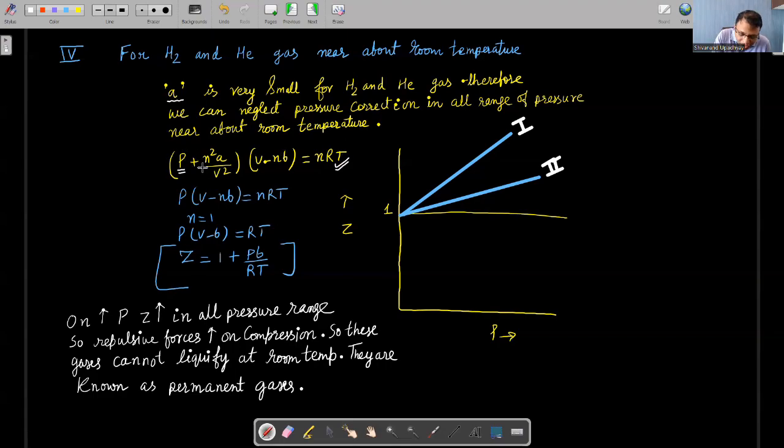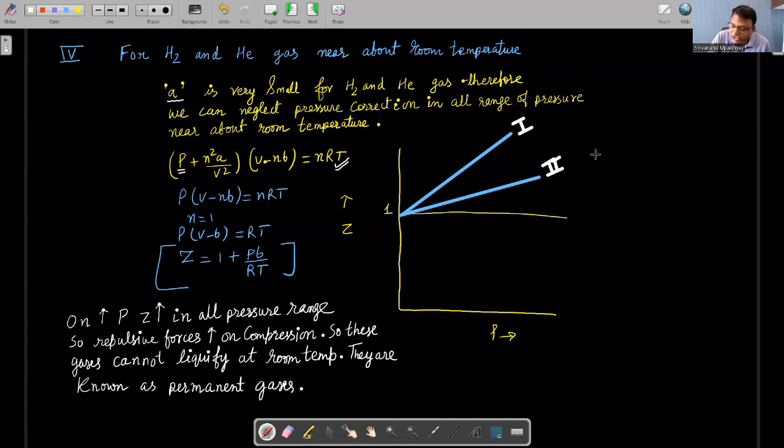So now I am comparing n square a upon V square value at room temperature. This value is negligible in all ranges of pressure. So I can neglect n square a upon V square with respect to pressure. So this is simplified to P(V minus nb) equal to nRT. When n is equal to 1, I can write P(V minus b) equal to RT. From there, I can write Z equal to 1 plus Pb upon RT.